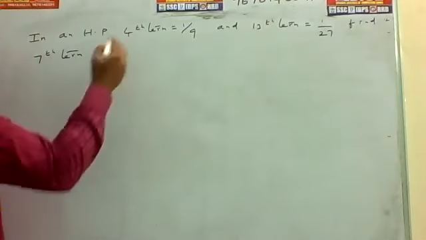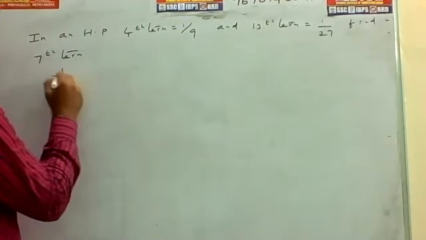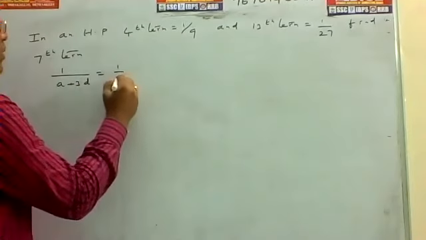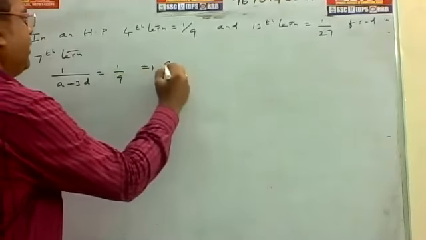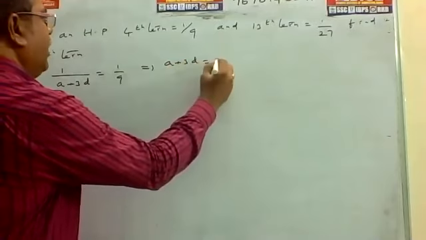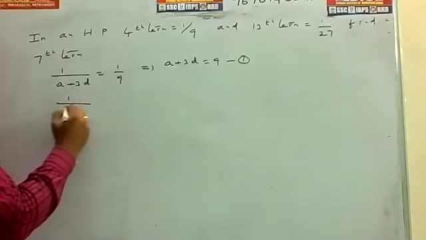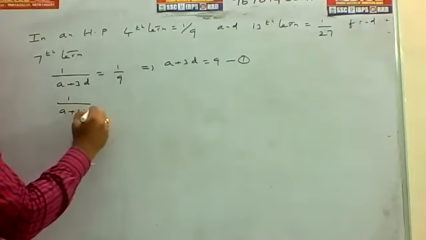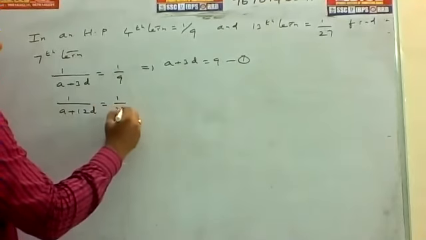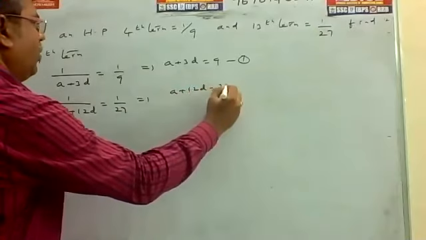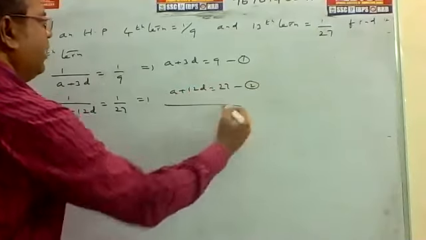How can I write it down? The fourth term is nothing but 1 by a plus 3d. 1 by a plus 3d is equal to 1 by 9, implies a plus 3d is equal to 9. This is the first equation. The 13th term means 1 by a plus 12d is equal to 1 by 27, implies a plus 12d is equal to 27. Second equation. Solve these two.